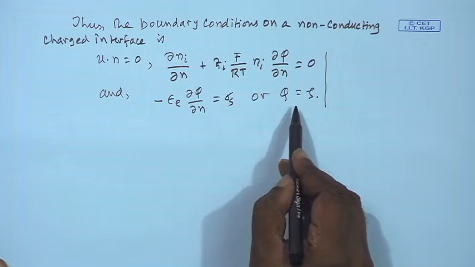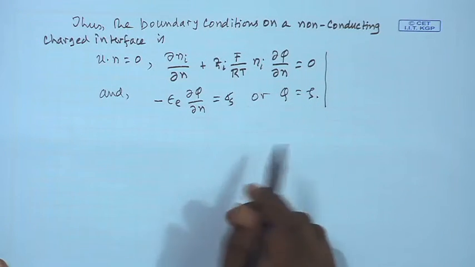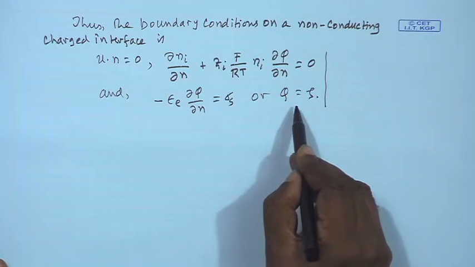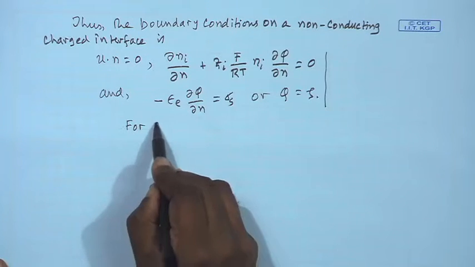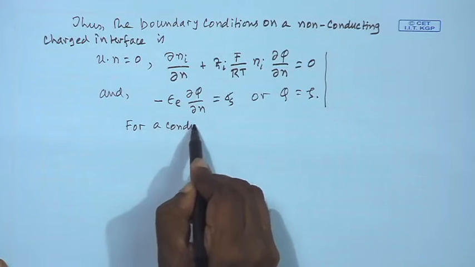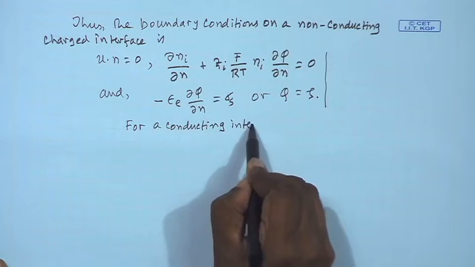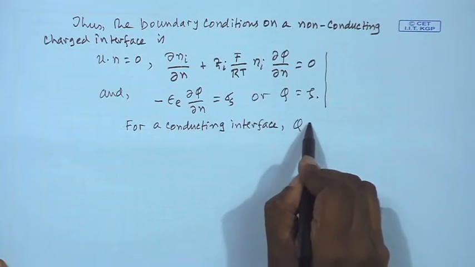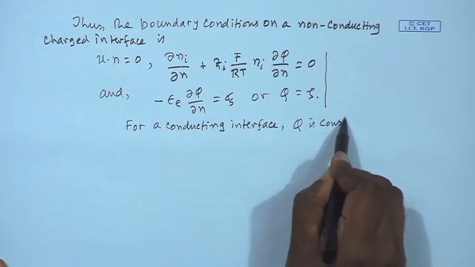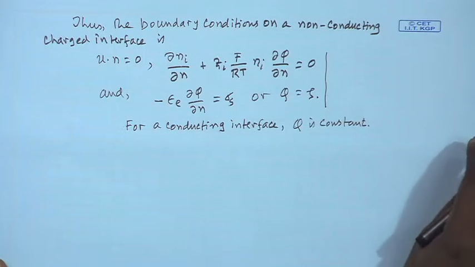This phi equal to zeta is also valid even for a conducting surface. For a conducting interface, the electric potential phi is constant, so this can also be prescribed as zeta.